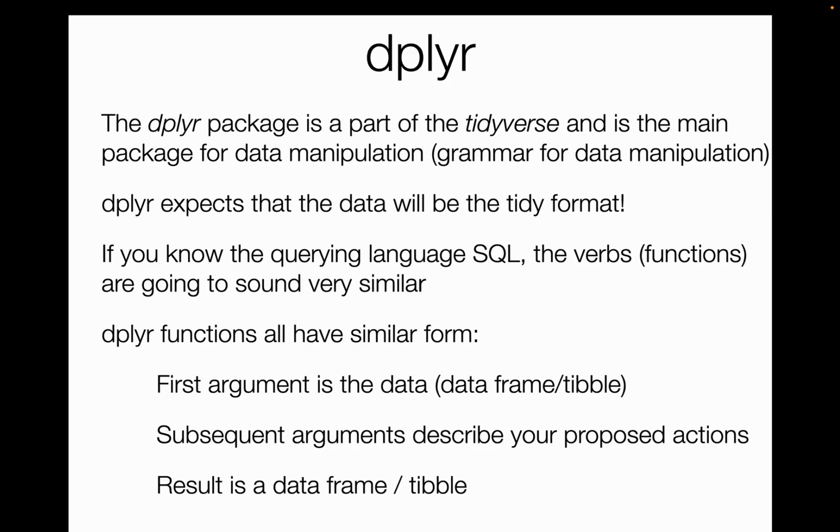Okay? And then the result, the output, is also a data frame. So you're never going to get anything out of a dplyr function that is just a number. It's always going to be a data frame. So what does that do? That helps you chain together, or you'll see in just a second, pipe or chain together multiple dplyr verbs to make what people will call a data analysis pipeline.